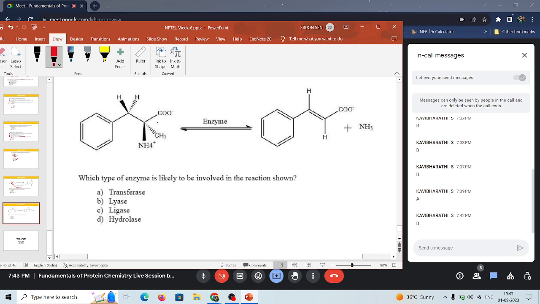And there is an equilibrium in between them. A hint is that this enzyme can perform both of these reactions. It is not a one-sided reaction. It can perform both the reactions. So which type of enzyme can do that? In one way it is a double bond formation, and in the other way it is the double bond that is breaking, and it is the incorporation of a few functional groups.